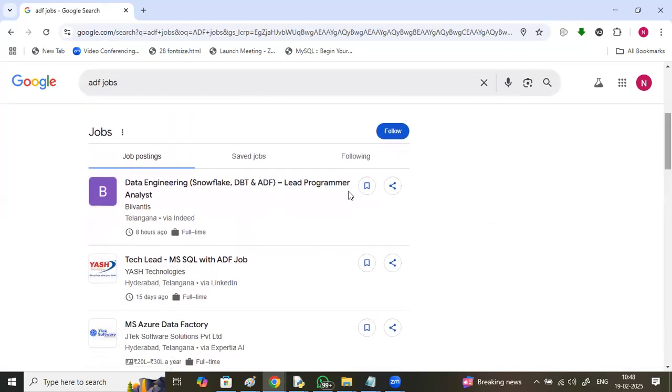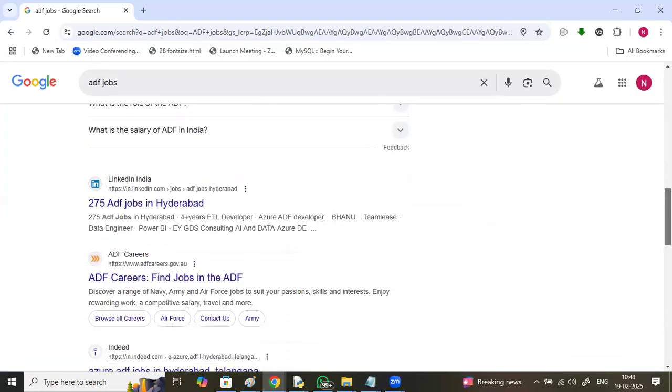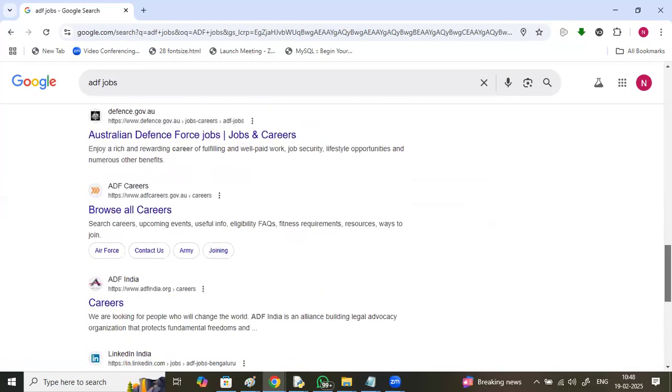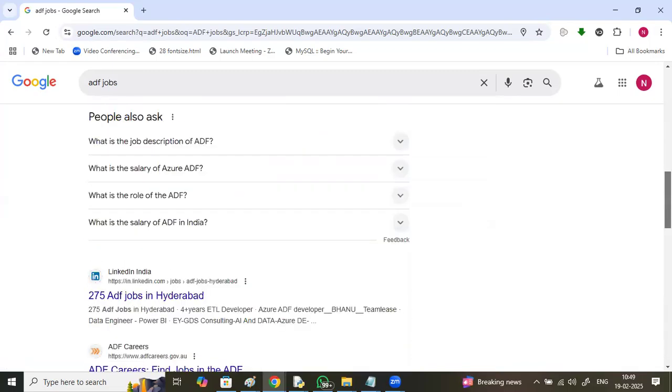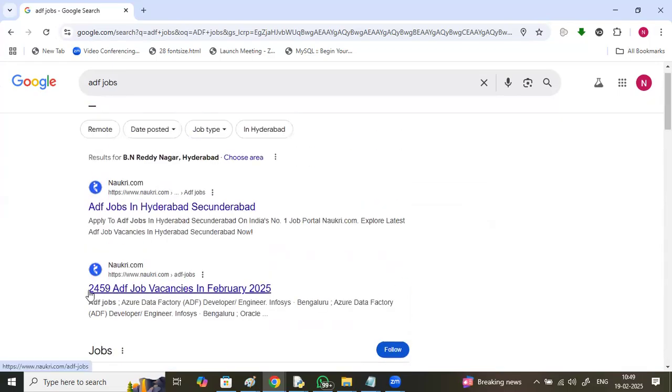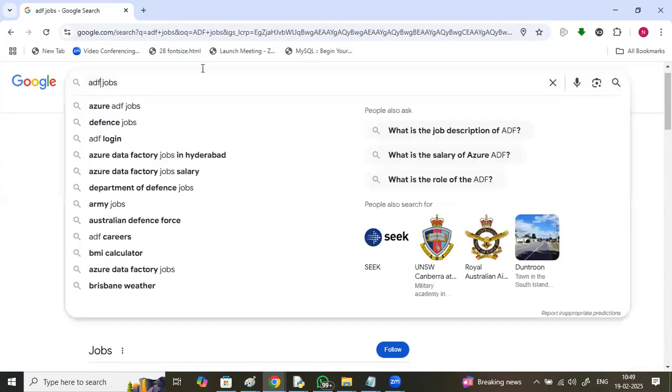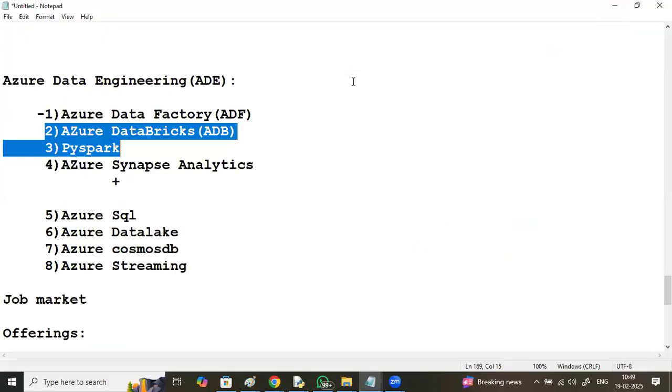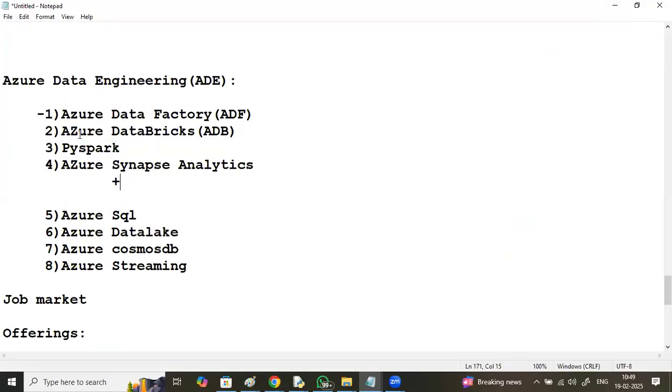You can see the data engineering and Data Factory jobs. And not only Azure data engineering jobs, ADF jobs: after completing this course, as an ADF developer, you can go see here.